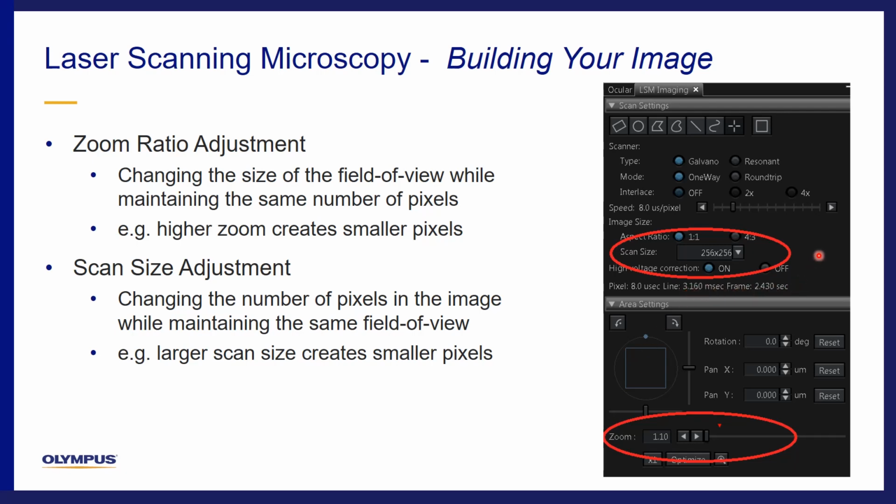Along the same lines, we also have the scan size adjustment. Most confocal microscopes, you're able to change the number of pixels in the image, 512 by 512 pixels, 1024 by 1024 pixels, or as displayed here, 256 by 256 pixels. So if you have the same field of view, but you add more pixels into the field of view by increasing your scan size, you're naturally also forcing every pixel to become smaller at the same time.